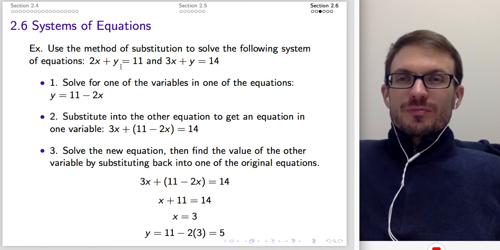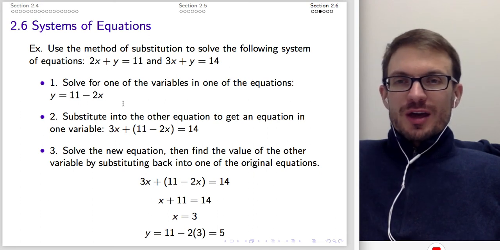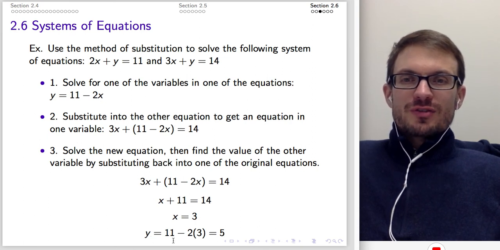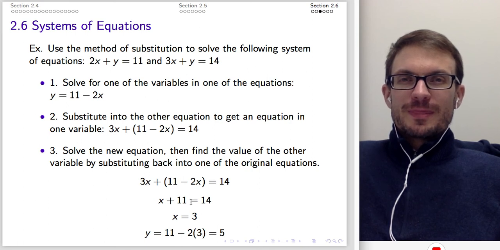All right, so going back to the work, I solved this for y, I substituted into the other equation, I got an equation in a single variable, and I solve for x. X is 3, so y is equal to 5, right? 11 minus 6 is 5.